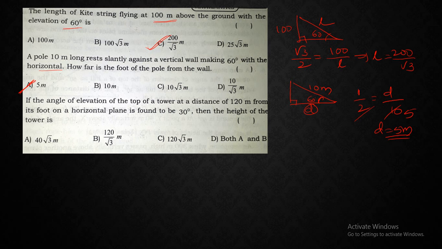Next, the angle of elevation of the top of a tower at a distance of 120 meters from its foot on the horizontal is found to be 30 degrees. Height of the tower is distance into tan theta. Tan 30 is 1 by root 3. Again, this 120 I can write as 40 into 3, so this 3 becomes root 3 times root 3. Clearly the answer is 40 root 3. But here 120 by root 3 is also given, so this is also the answer. By combining these two, option D is my answer.